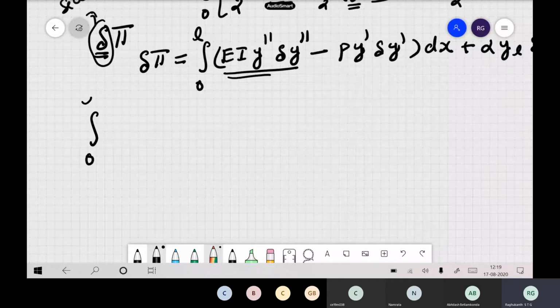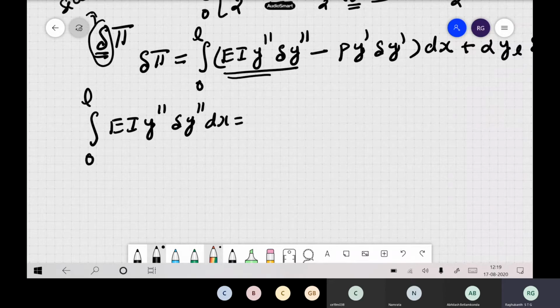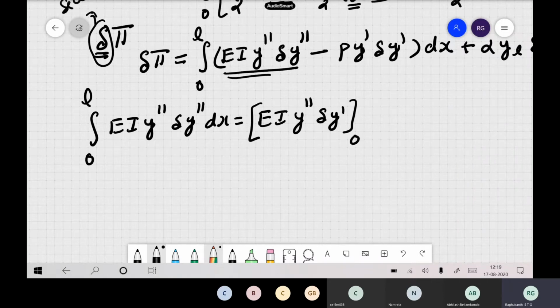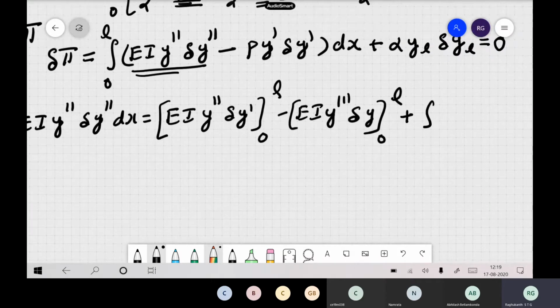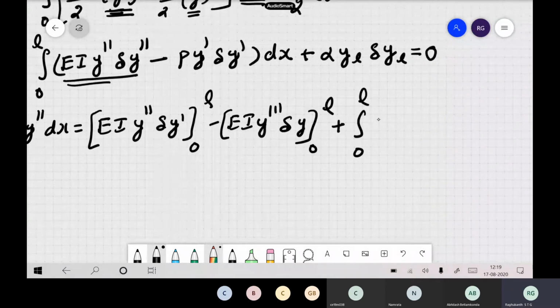So now you see, from 0 to L, you have EI y double dash, del y double dash dx, so you integrate by parts. You have EI y double dash del y dash, evaluated at 0 and L, minus EI y triple dash del y, from 0 to L, plus, from 0 to L, you have to expand. The detail you just solve: EI y fourth derivative, del y dx.